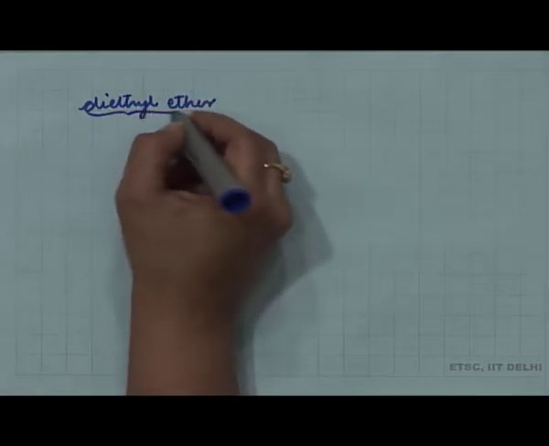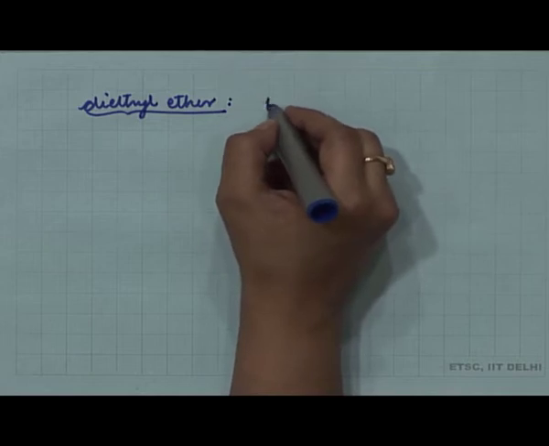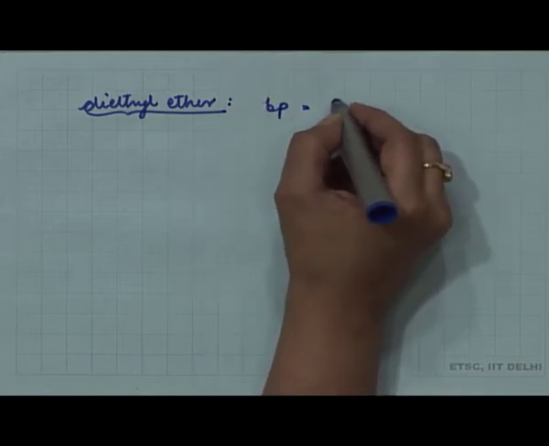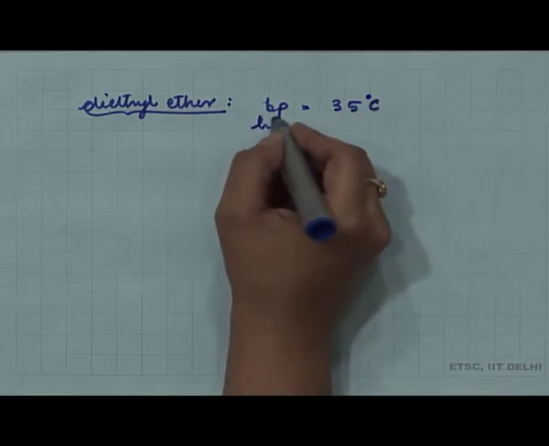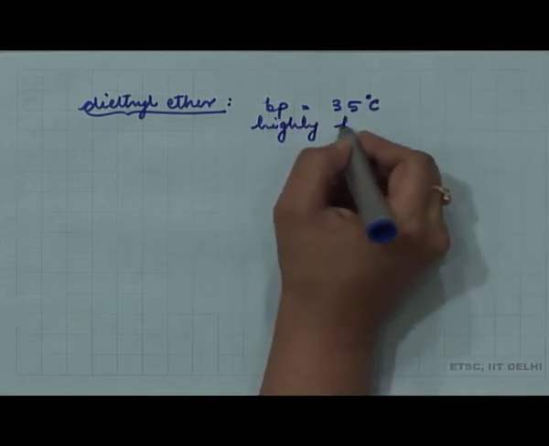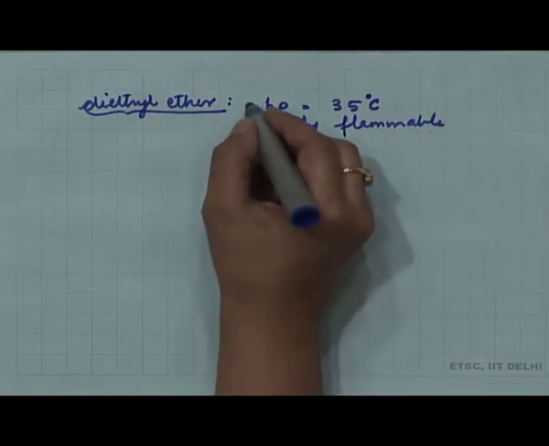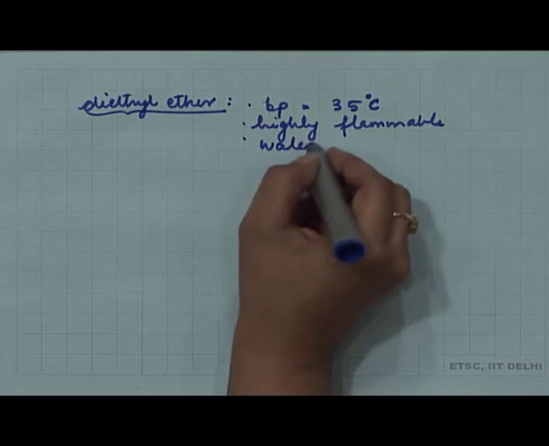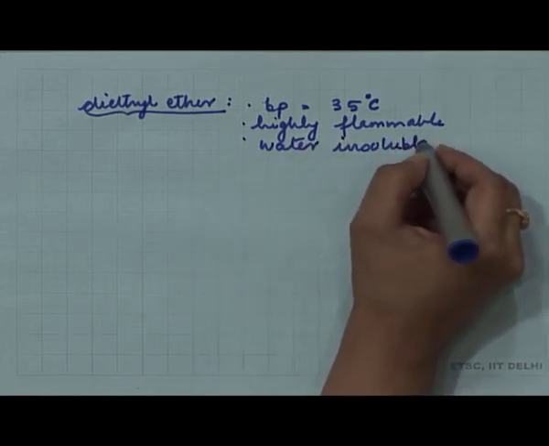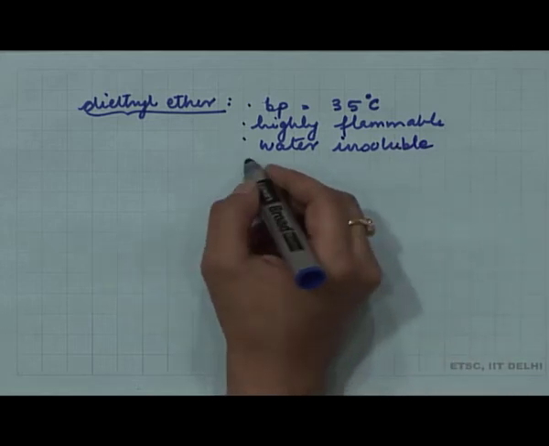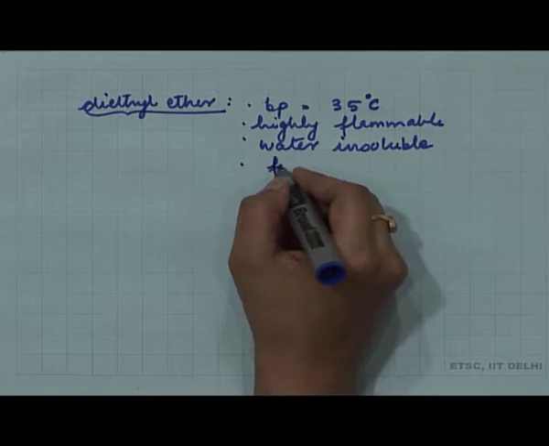When we talk about diethyl ether, it is what is normally referred to as ether. So, when we say ether, we are talking about diethyl ether. This molecule has a boiling point of 35 degrees. It is highly flammable and water insoluble. These are some of the properties of the most widely used ether. And another key feature is that it forms explosive peroxides with oxygen.